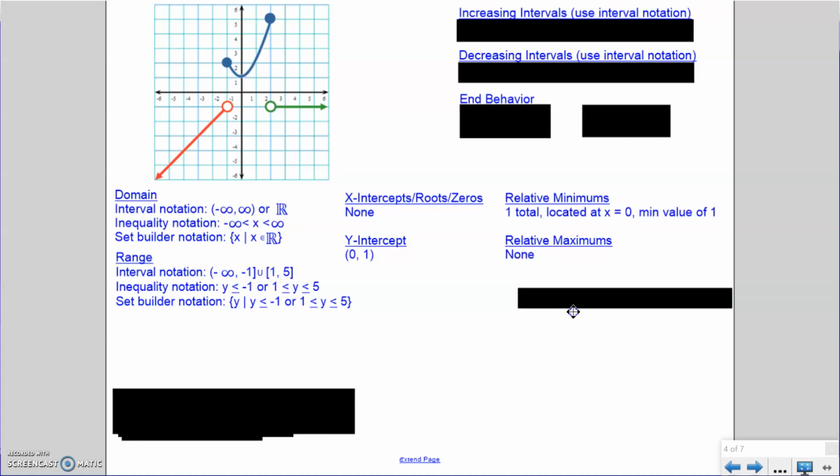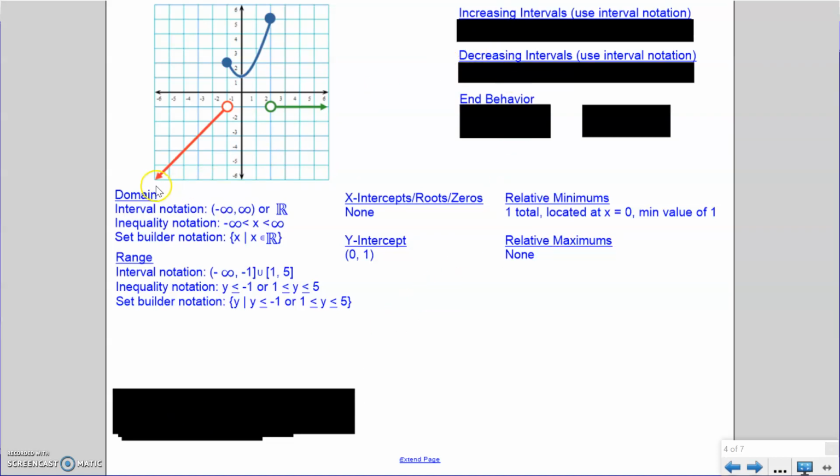X-intercepts, it doesn't cross x at all, so there's none. Y-intercept, there's one right here, that is 0, 1. Relative minimums, where's the bottom of a U or a V? Right here is 1, so it's 1 total, located at x equals 0, y value of 1. Relative maximums, there's no upside down U's or V's, so no tops.